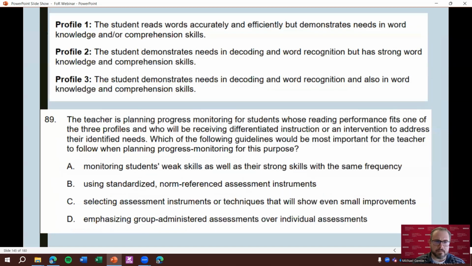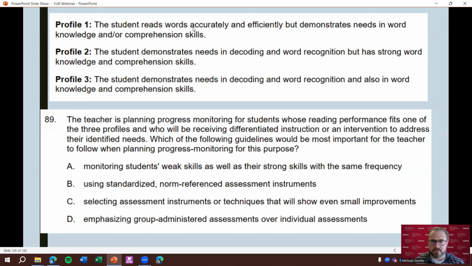All right, 89. I just wanted to show a question like 89. So the MTEL will sometimes give you a series of information in either profiles of students or maybe some sort of work that a student's completed, and then ask you a couple questions about that. And this is one of those. So in the practice test, there will be these profiles, and then there's a couple questions about the profile. So here I pulled the profiles and just pulled one question. So let's review the profiles really quick, and then you can pause to answer the question.